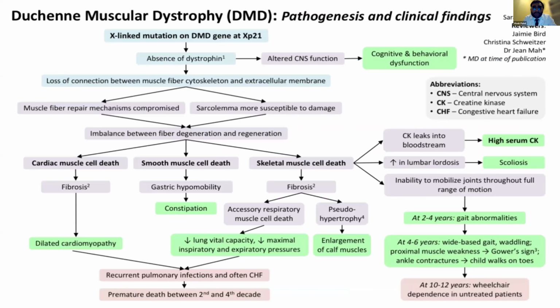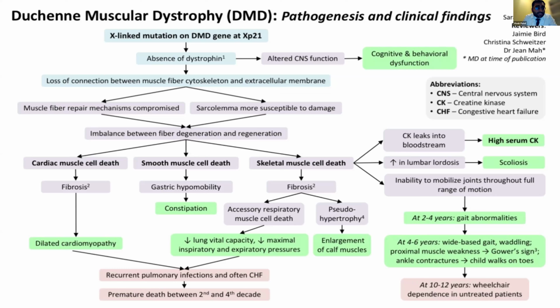Now let's have a look at the findings. What symptoms can we see in Duchenne muscular dystrophy? So as I discussed earlier, mutation in the DMD gene will lead to the absence of the dystrophin. So the connection between the cytoskeleton and the extracellular membrane will be lost. So muscle degeneration will begin and no new muscle will be able to form. So this leads to affection of various muscles such as skeletal muscle death, cardiac muscle death, and smooth muscle death.